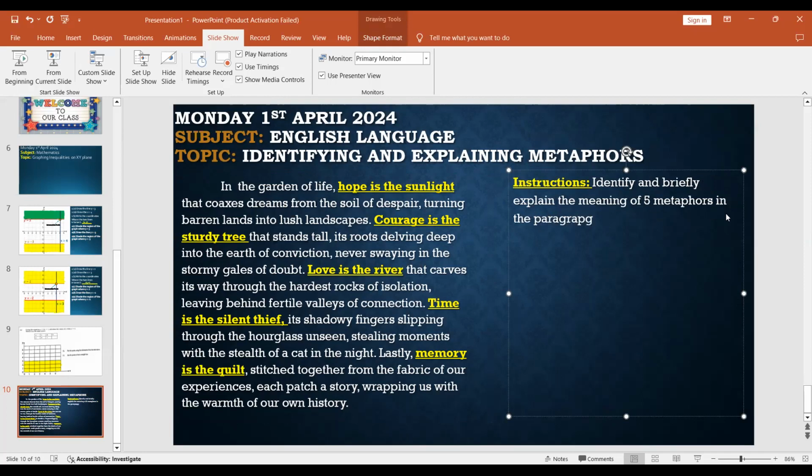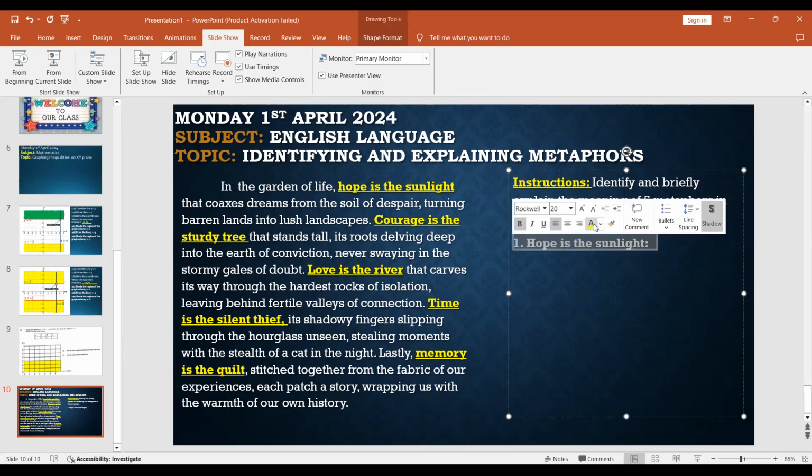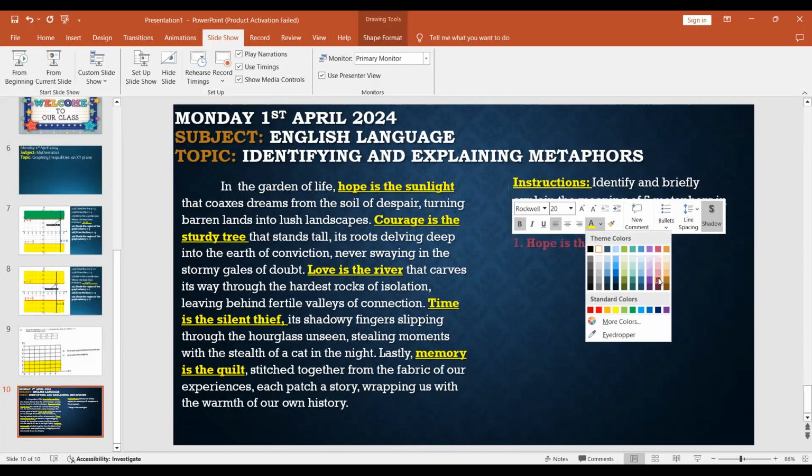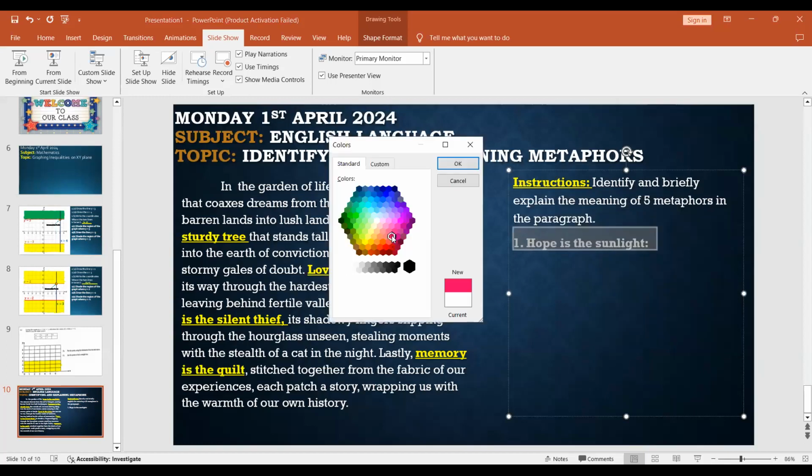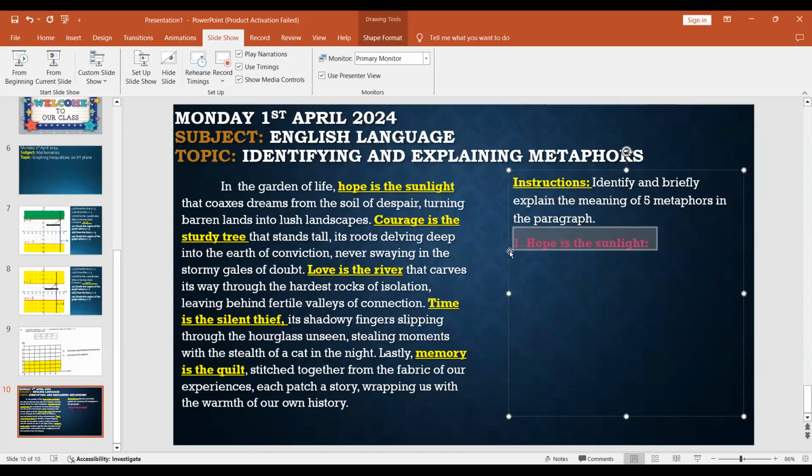All right. So the first one we have is number one, hope is the sunlight. So how are we going to explain that hope is the sunlight? We know that's a metaphor, but how are we going to explain it? Why does it say that hope is the sunlight? What was the author trying to do by saying hope is the sunlight? What does that mean?